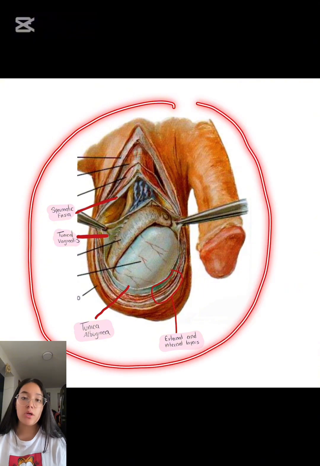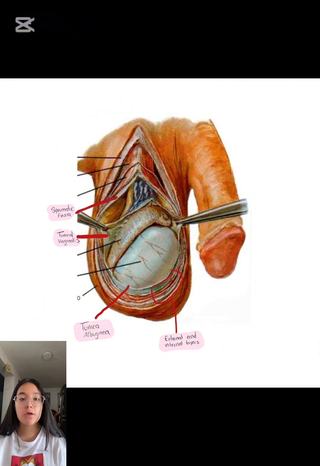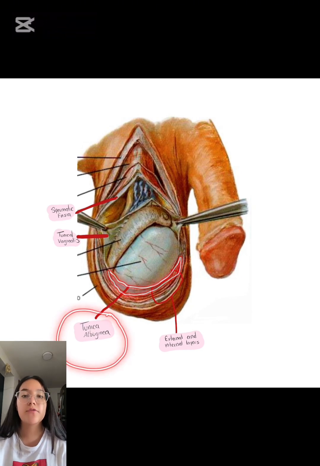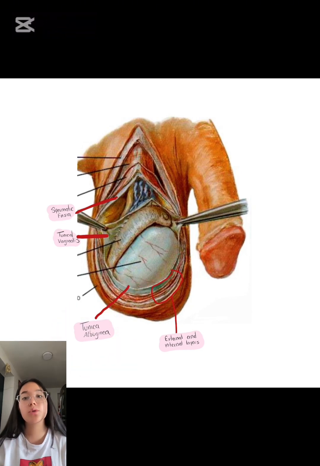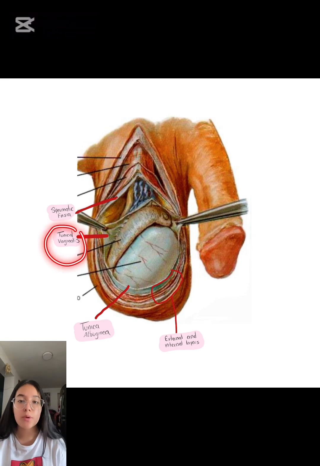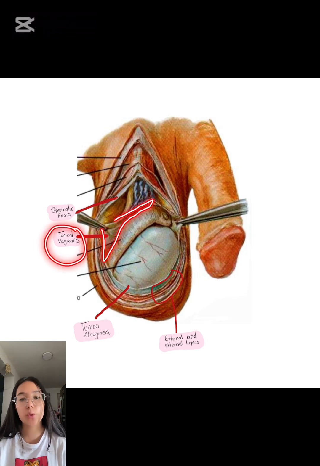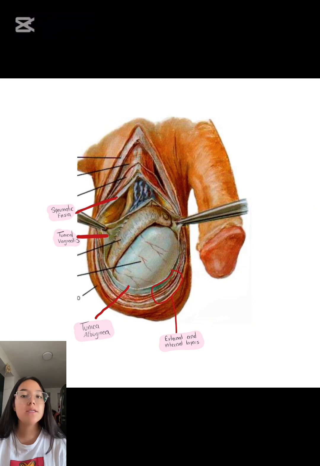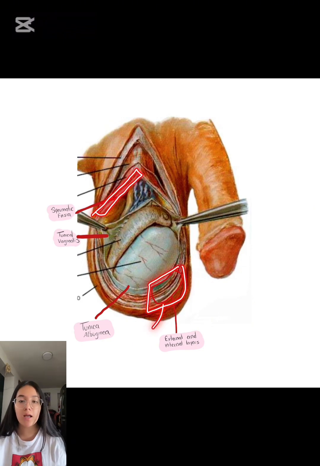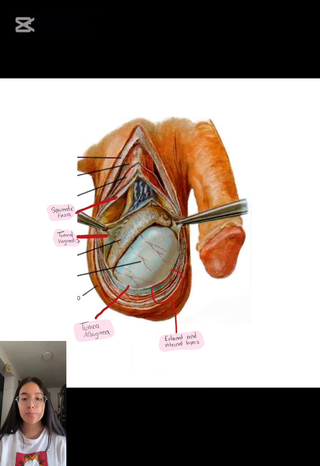Each testicle is surrounded by several layers: the tunica albuginea, which is a tough, white fibrous capsule, the tunica vaginalis, a serous membrane derived from the peritoneum, and the spermatic fascia, which includes external and internal layers.